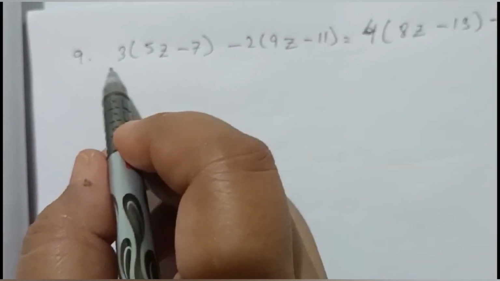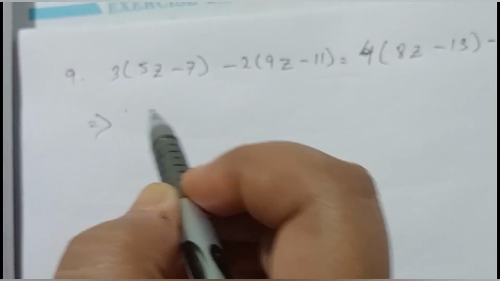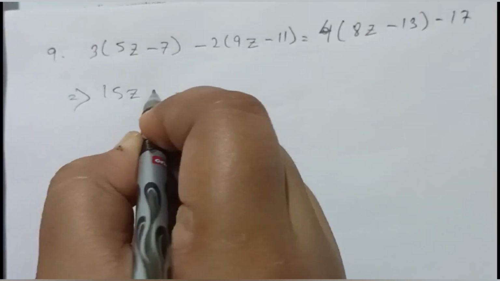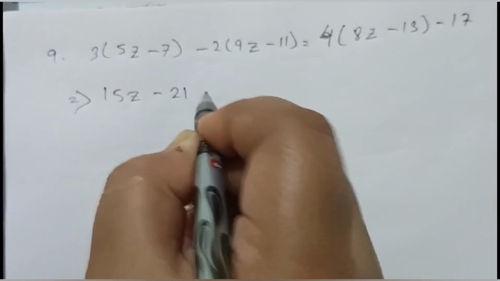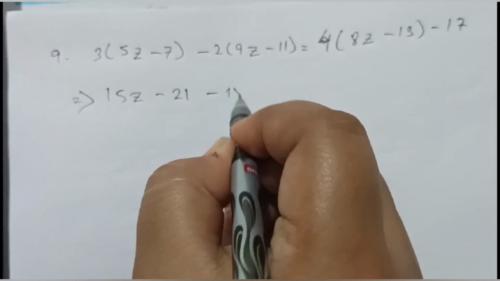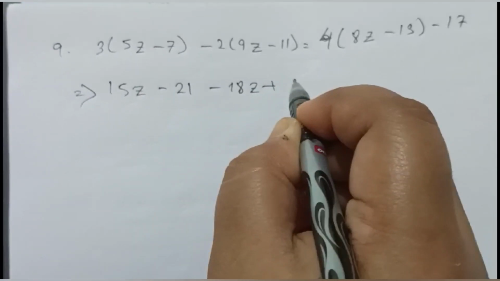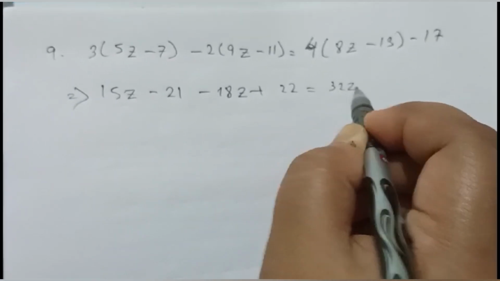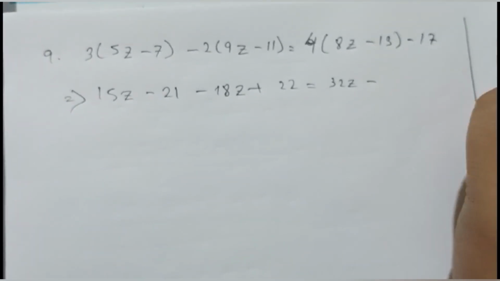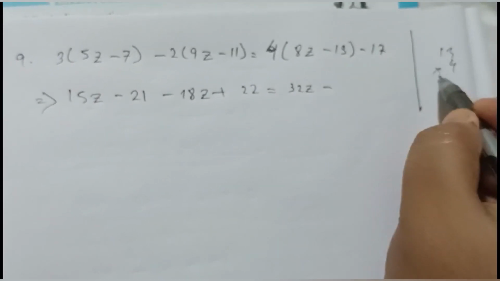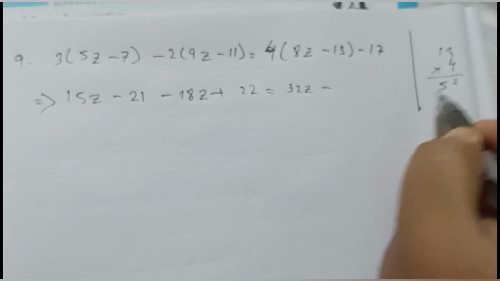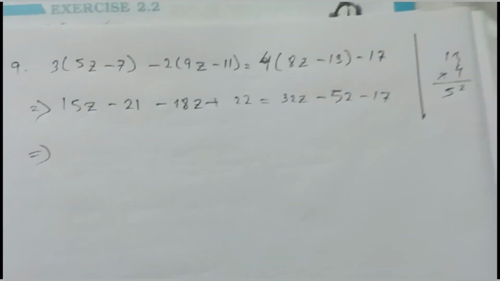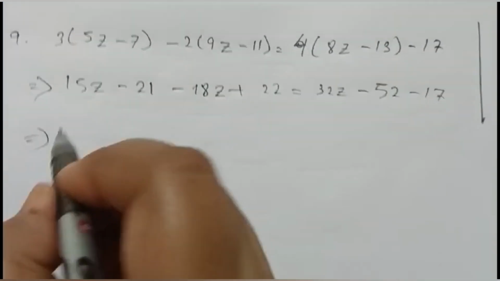3 into 5 is how much? 15z. Then this one, 3 into 7 is 21. Then here 2 into 9 is 18z. This one, the sign will become plus. Then this one 22. Then here 8 into 4 is 32z. Minus here 13 into 4 is 52. Then here 17. So we'll write the z in the same line, okay?